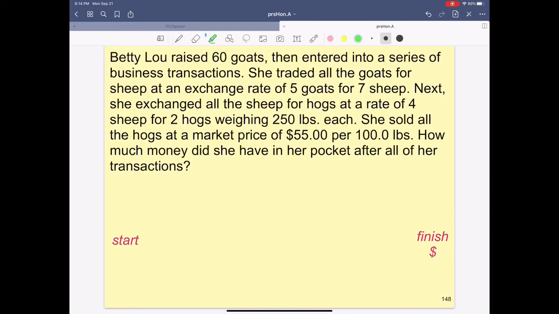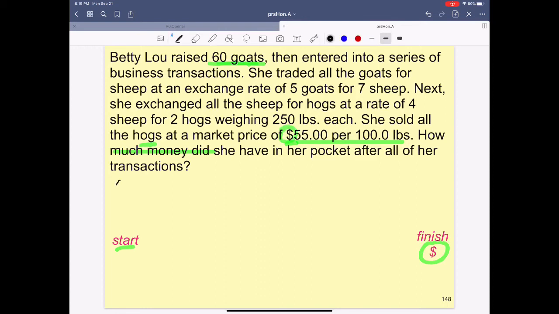Okay, hopefully you realize we're wondering how much money does she have in her pocket. So when we're done, we simply want to know dollars. How many dollars does Betty Lou have? All right, you might consider starting this problem with either the fact that Betty Lou has 60 goats or the fact that $55 is 100 pounds of hogs.